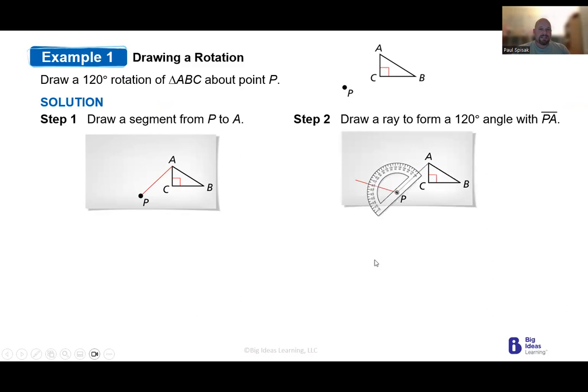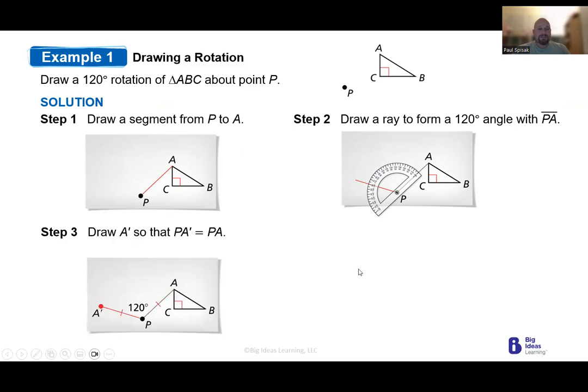So we're going to take a protractor, put it on the center of rotation, which was P, and then go 120 degrees and mark that line. Now, we also need to make sure that we make that line the exact same length. So we need to make sure that those two lengths are equal. And then we repeat that with each of the other points.